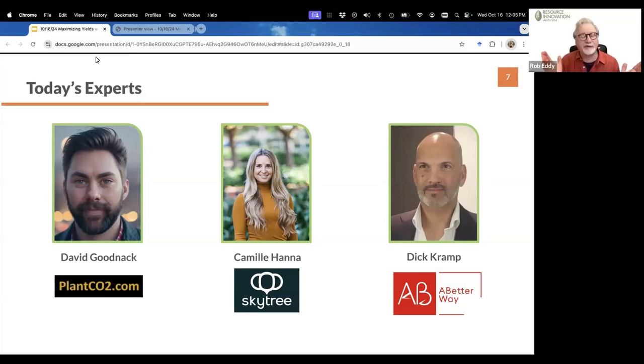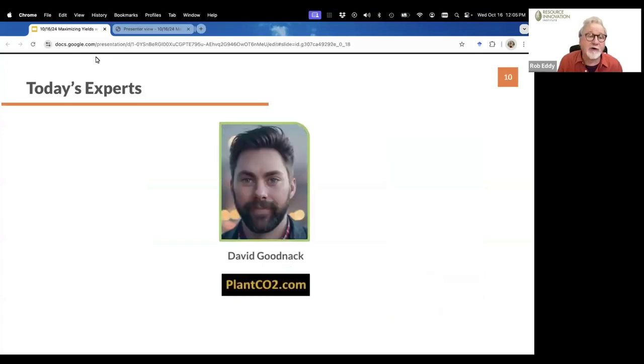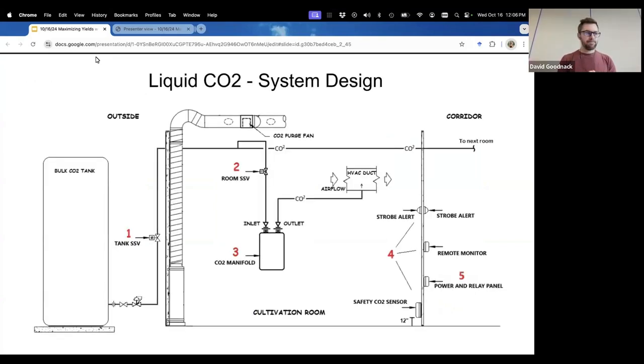Great, thank you, Dick. So as you can see, fantastic subject matter expert panel covering the broad range of CO2 use in CEA. So I'll jump into it. I'm going to turn it over now to David Goodnack for his presentation. Perfect. Go ahead and just go right to the first slide there.